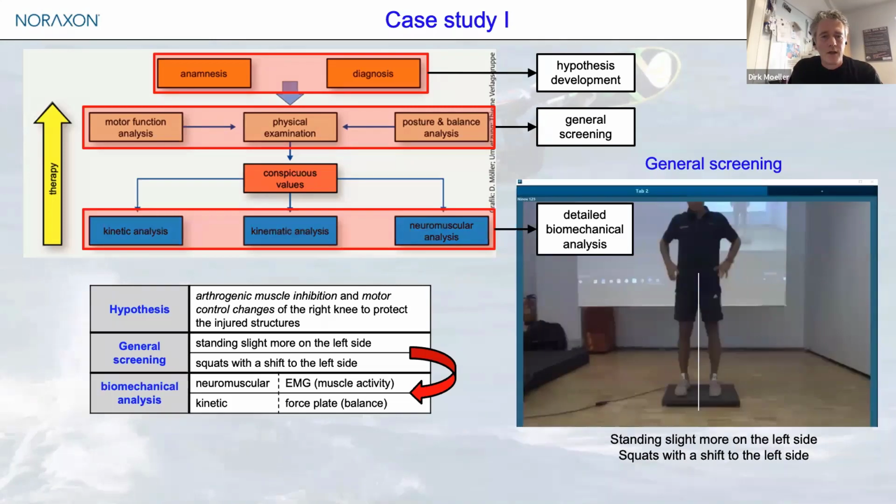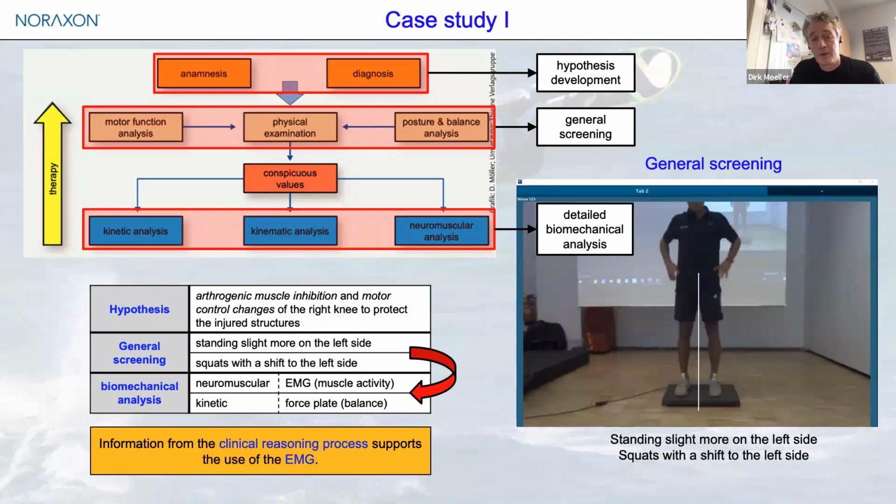So based on this, our idea is a detailed biomechanical analysis. We have two possibilities or two ideas. Of course, maybe it's a balance problem, so we can run a kinetic analysis using a force plate. Otherwise, due to the muscle activity idea of the hypothesis, we check the muscle activity with the EMG. And if you consider the general screening and the hypothesis, the decision was very easy. So we use the electromyography.